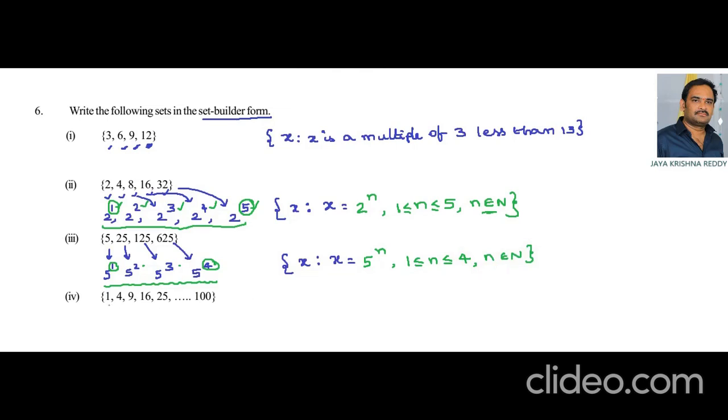For the last one, this first element 1 is nothing but 1 to the power of 2. 1 square is also 1 only. 4 is 2 square, and 9 is 3 square, and 16 is 4 square, 25 is 5 square, like that, and so on. The last number 100 is nothing but 10 square. So how to write it in the set builder form?